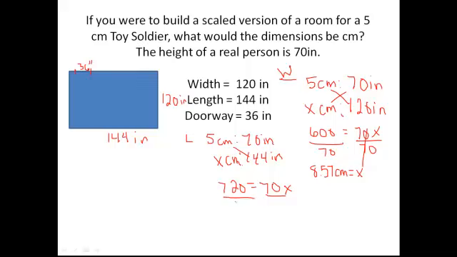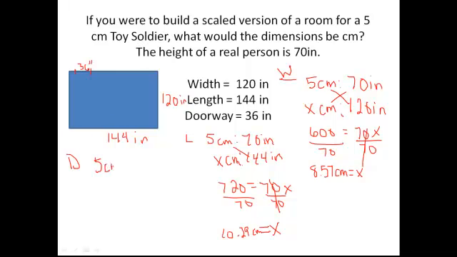Again, I'm dividing by 70. So that equals 1, or 1x. And 720 divided by 70 is going to give me a value of 10.29 centimeters. And lastly, the doorway.